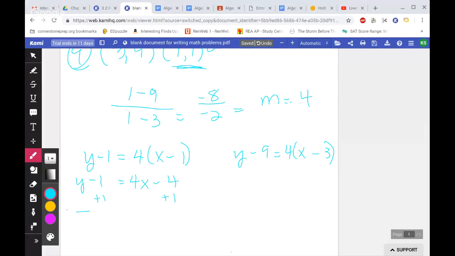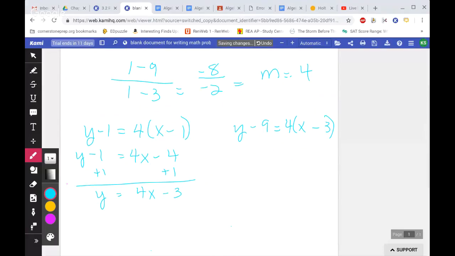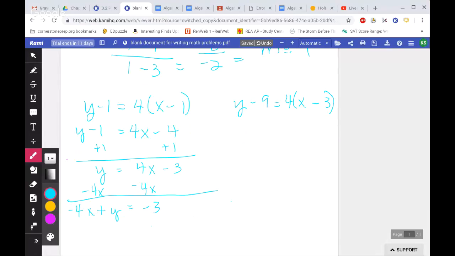Add 1 to both sides to combine our constants and get them over on one side. 4x minus 3. And now that one's actually in slope intercept, but to get it in standard form, I need my x and my y terms to be on the same side of the equation. So that gives me negative 4x plus y equals negative 3. Once again, now that is in standard form.